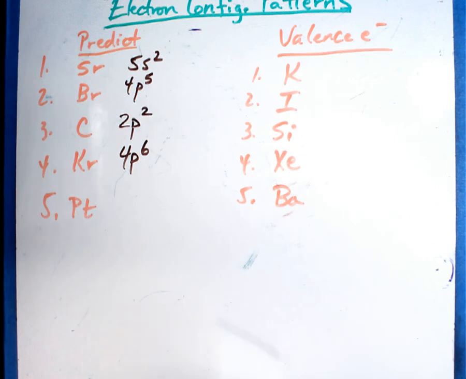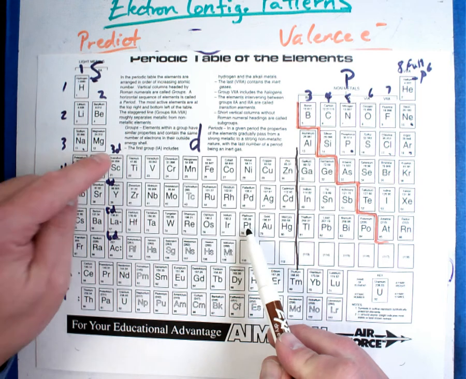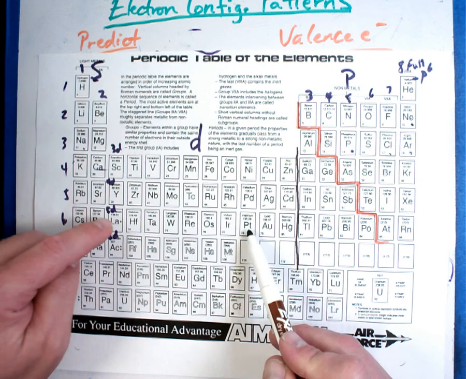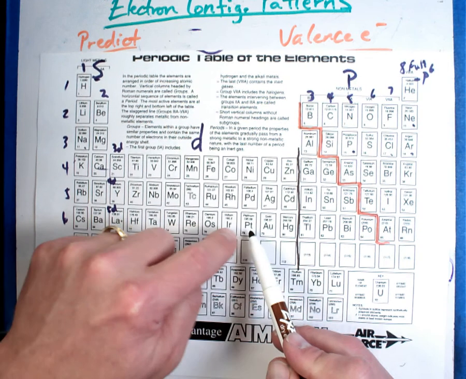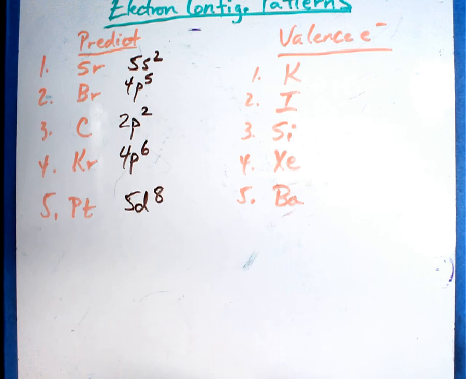That's very logical. And then platinum. I picked one in the middle. Remember 3D, the D doesn't go to the top, so it's 3D, 4D, 5D. 5D, 1, 2, 3, 4, 5, 6, 7. 5D8. Those are all the answers for those.